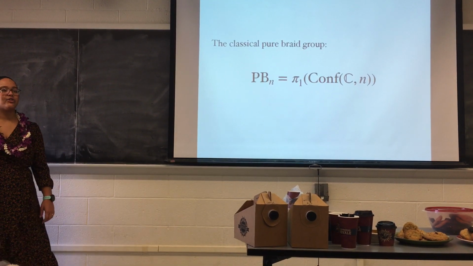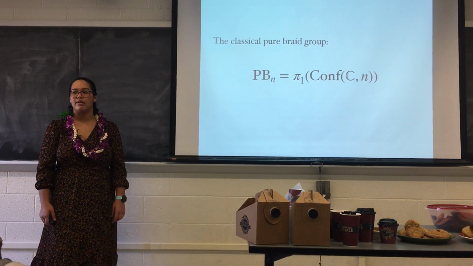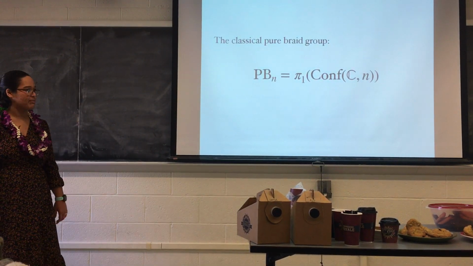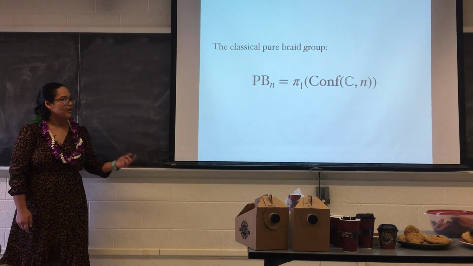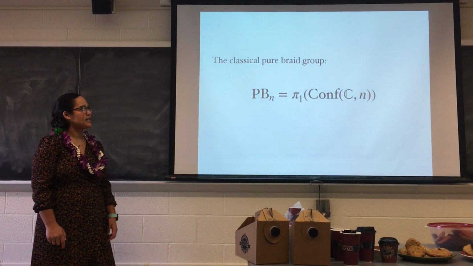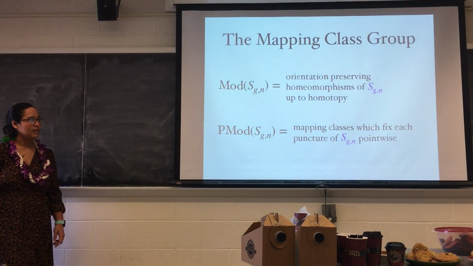So this is a natural generalization of the classical pure braid group, which is defined to be the fundamental group of the configuration space of n points in the complex plane. And so it's something that maybe you want to think about. The pure braid group has been studied a lot in the past, so why not try to say something about what happens when we look on the surface?